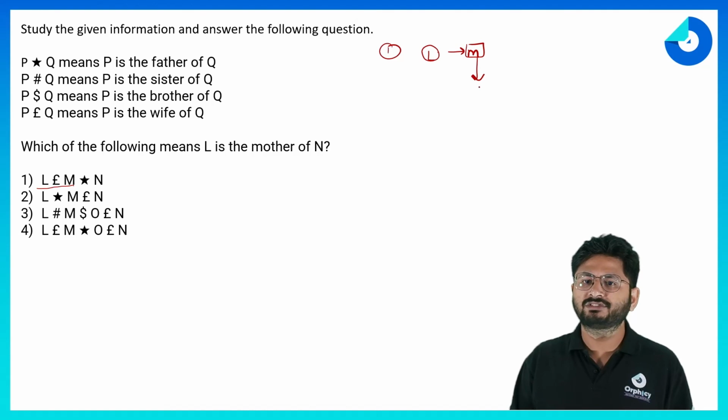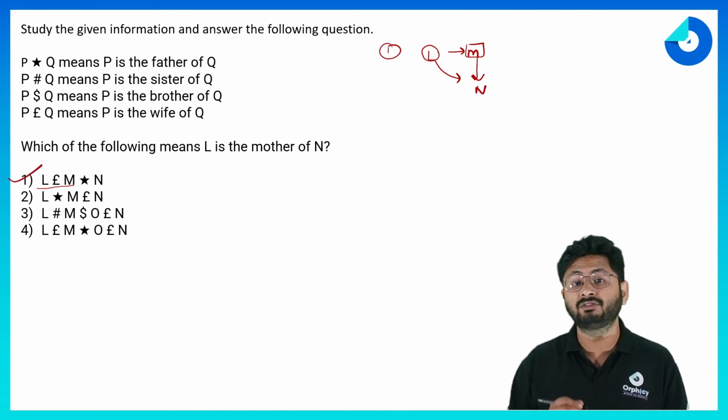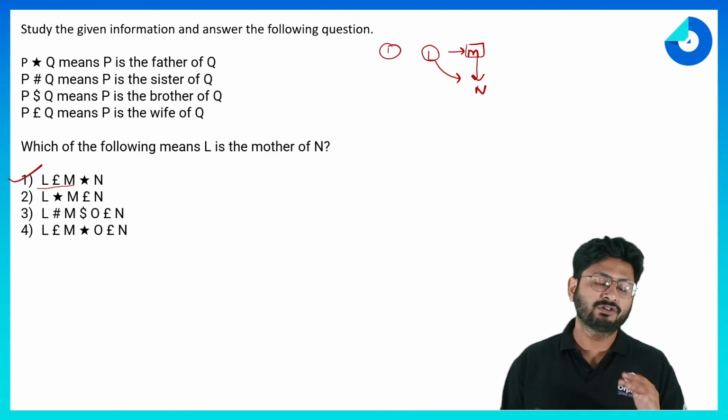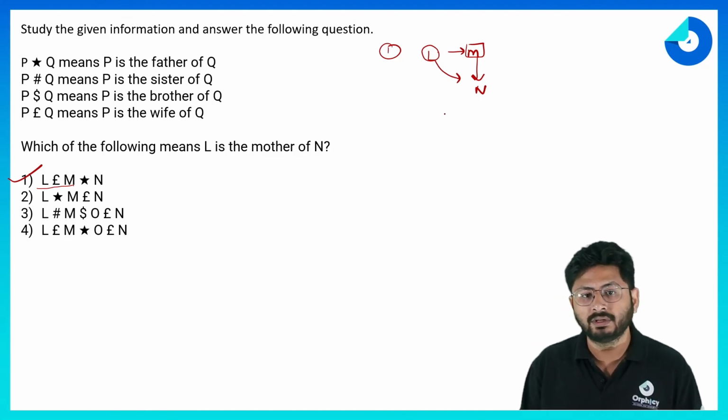तो आप यहीं पे रुक जाओ, because I can say L is the mother of N right now. So that's why option 1 should be the correct answer. Option 2, 3 or 4 अगर आप check करोगे, it would be incorrect. It won't give you the same result as L is the mother of N.